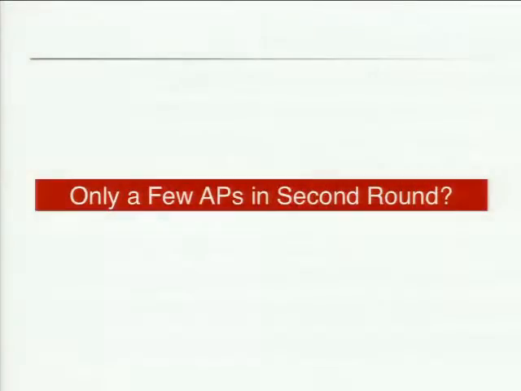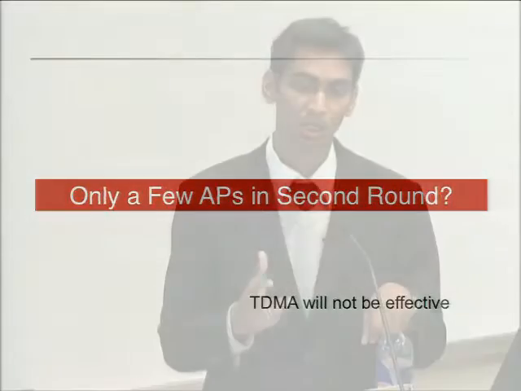But there is still a problem. The problem is that if you have only a few access points in the second round, the TDMA that we proposed earlier will not be effective. Why? Because the number of access points participating in the TDMA depends on the number of access points in the second round. If you have only 1 access point in the second round, that's no good because the TDMA size is essentially 1. You really want 5 or 6 of them in the second round so that they can all transmit back to back like TDMA without doing another round of backoff. So we optimize for TDMA also.